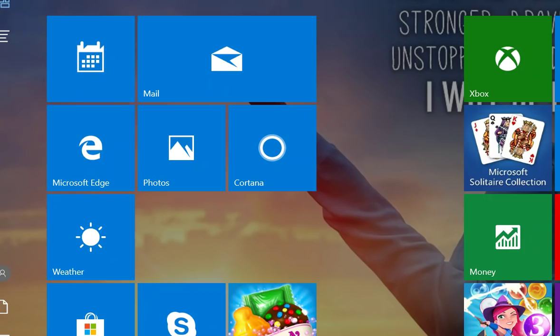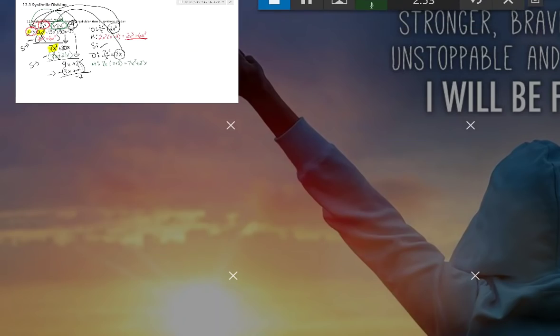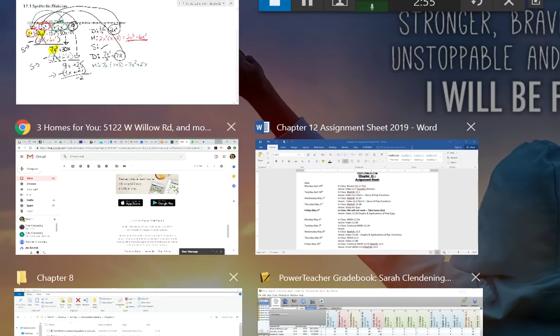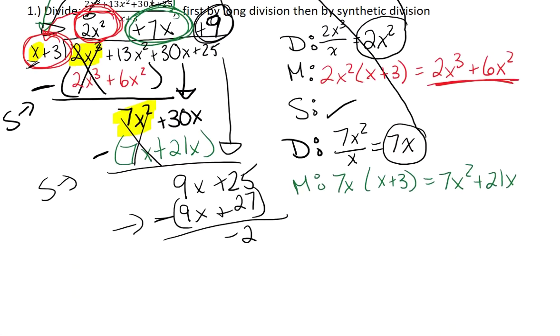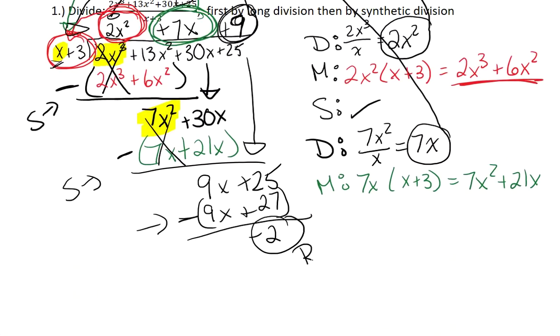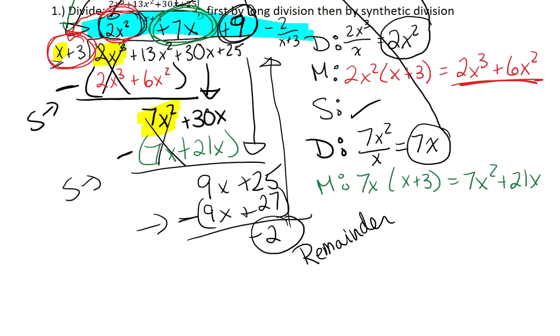This negative 2 right here is called the remainder. And what we do with that is we're going to bring it back to the top, and that's going to go over the divisor. So our final answer is actually this big long piece right up here, and that will be 2x squared plus 7x plus 9 minus 2 over the quantity x plus 3.